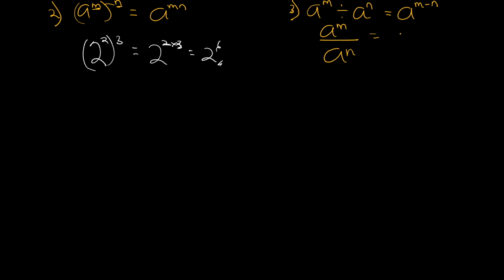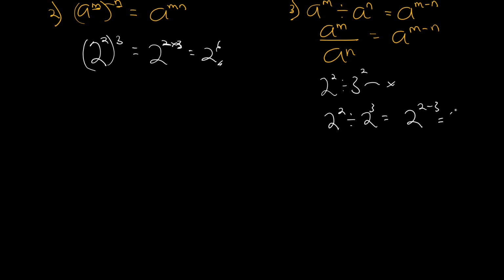And it's still equal to a^(m−n). So again, if you have 2^2 divided by 3^2, we cannot subtract the exponents because the bases are not equal. But if we have 2^2 divided by 2^3, then this will be equal to 2^(2−3), which is equal to 2^(−1).